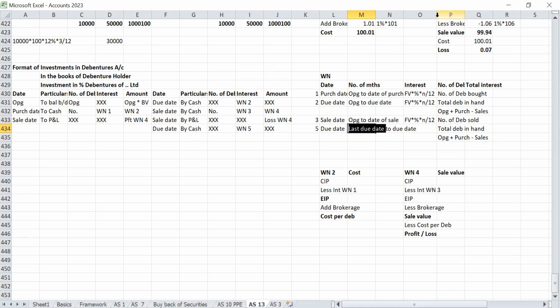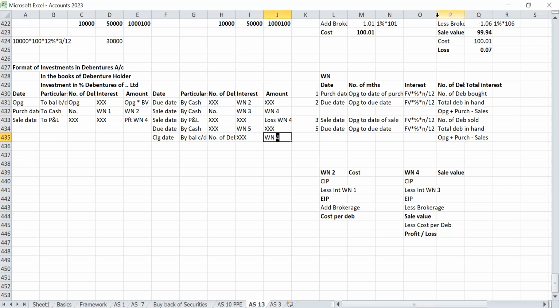So wherever I'm writing opening, that will be the last due date. Okay, like that you can assume. So on this due date also, total number of debentures in hand, for that you will compute due date interest, that will be written as by cash. Then the closing date, by balance carry down, number of debentures in hand. No interest as of now.